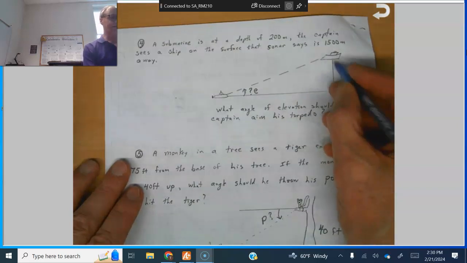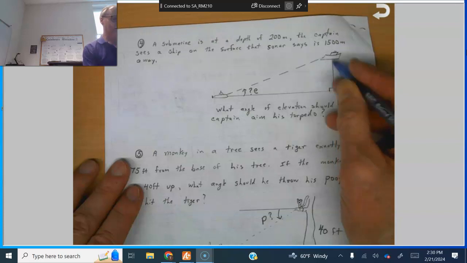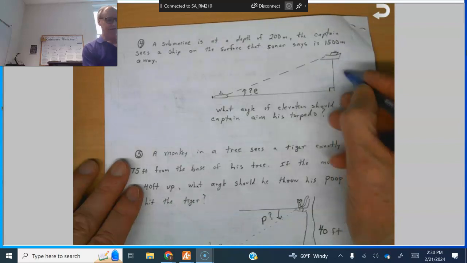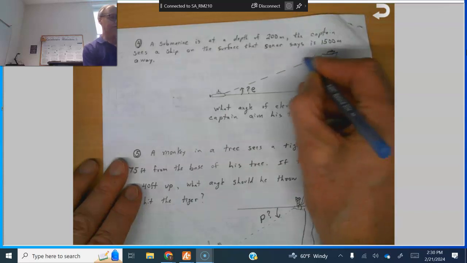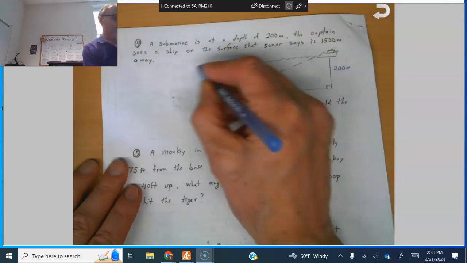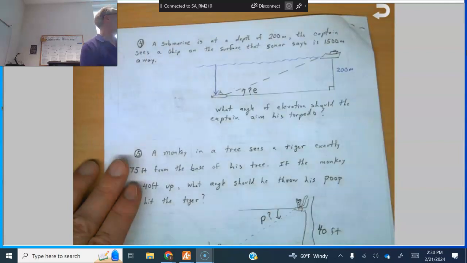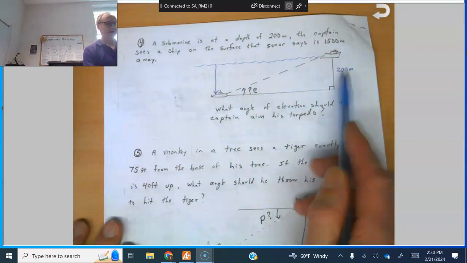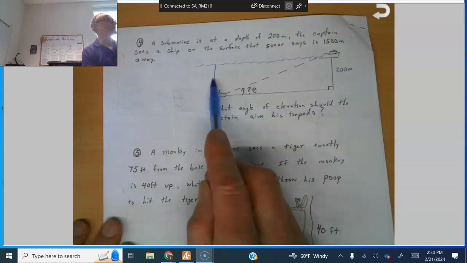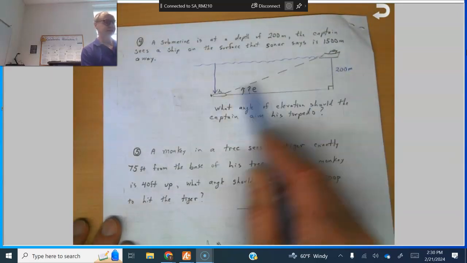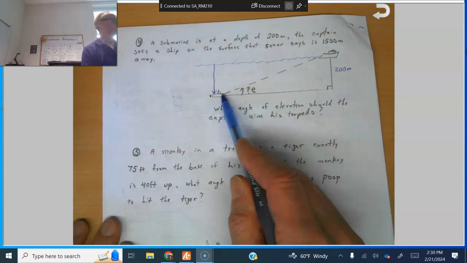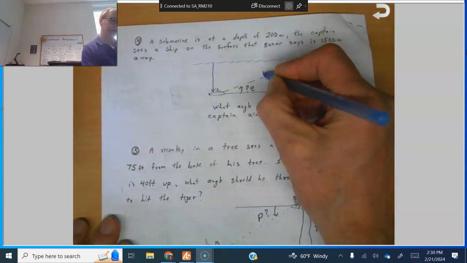All right, so what's this distance right here? This is 200 meters. Now, how do we know? Well, this is his depth, isn't it? That is the same as this one over here. The direct distance from the ship to the submarine is 1,500 meters.